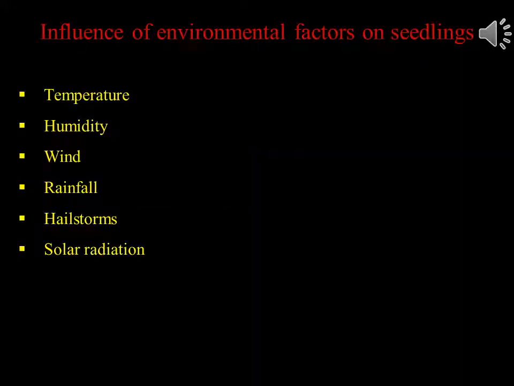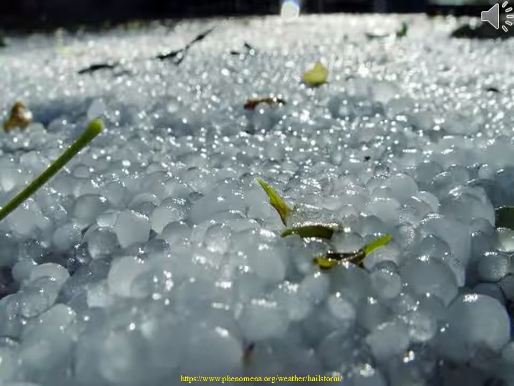Influence of environmental factors on seedlings: temperature, humidity, wind, rainfall, hailstorm, solar radiation. This picture resembles a hailstorm phenomenon.